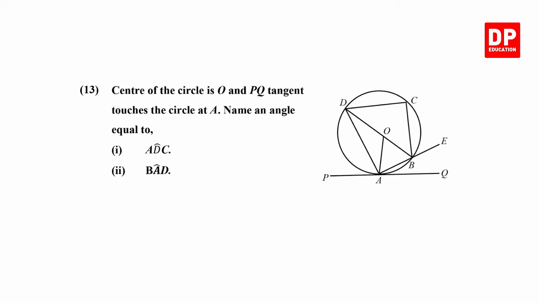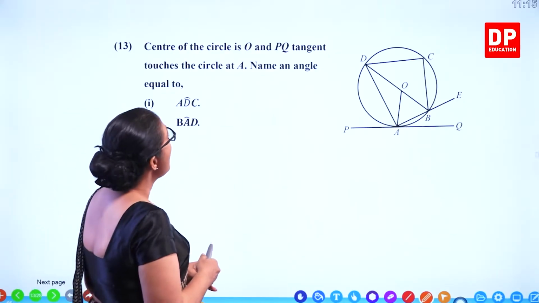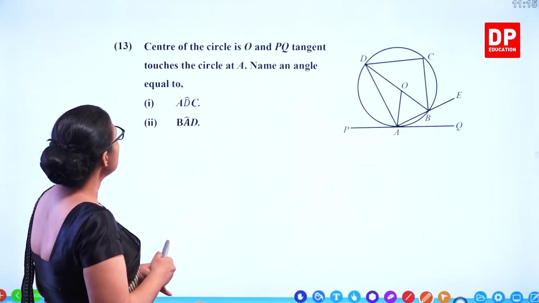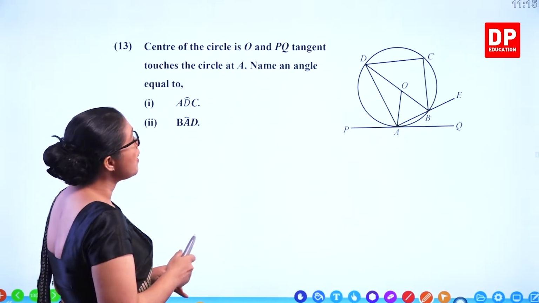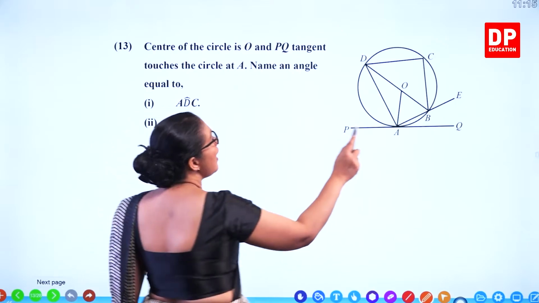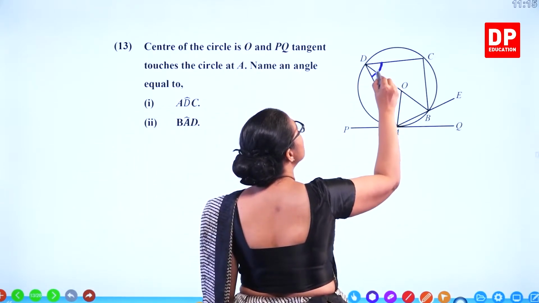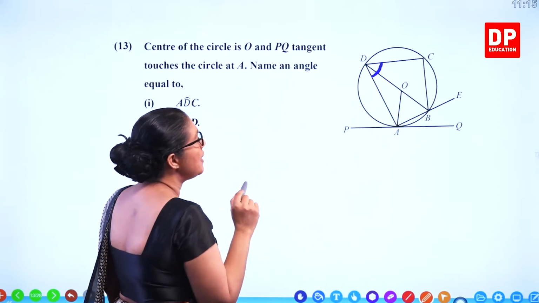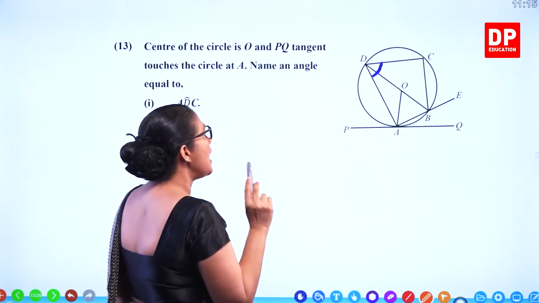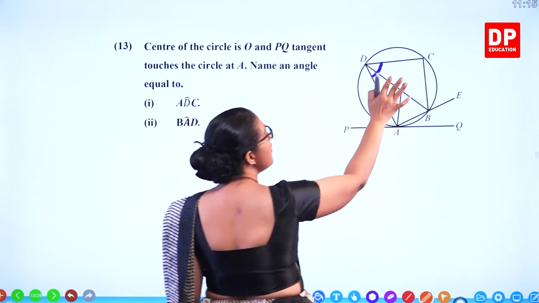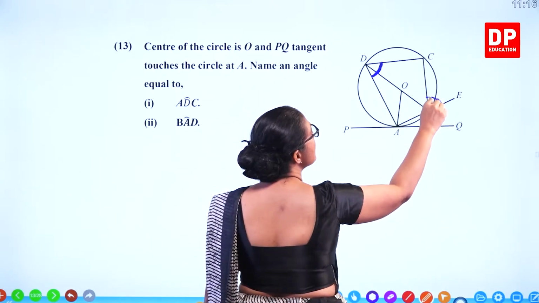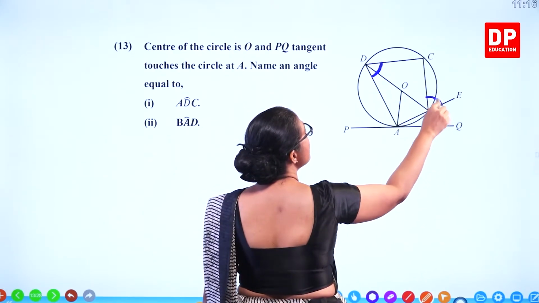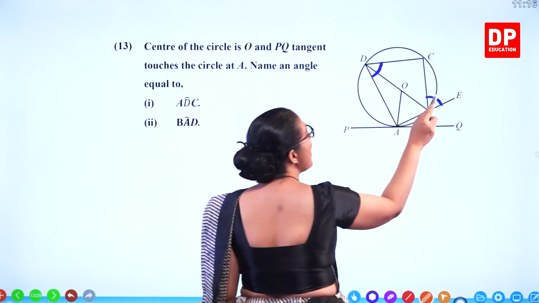Question number 13. Center of the circle is O and PQ is the tangent. Touches the circle at A. Name an angle equal to ADC. ADC, this angle. So look at it carefully. What can you say? ABCD is a cyclic quadrilateral. So this angle is equal to this angle. So we need to find out this angle.